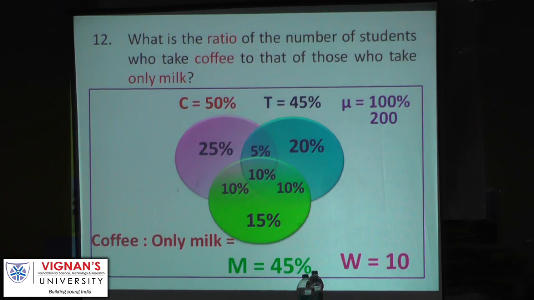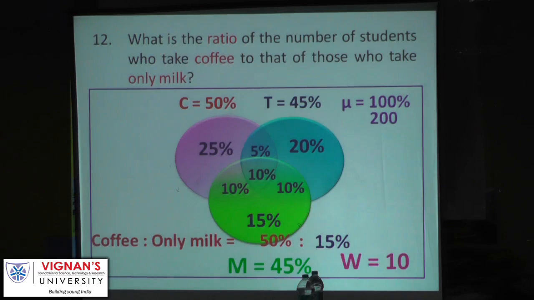Coffee to only milk. How many take coffee? 50%. How many take only milk? 15. What is the ratio of 50 and 15? 10 is to 3. Shall we proceed?